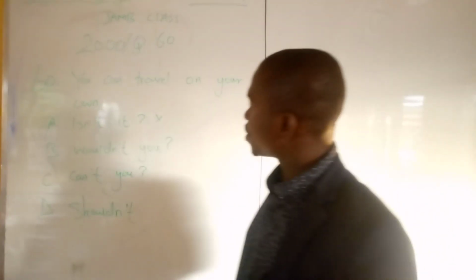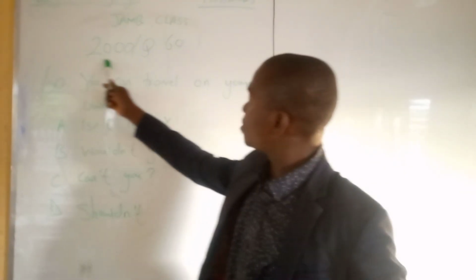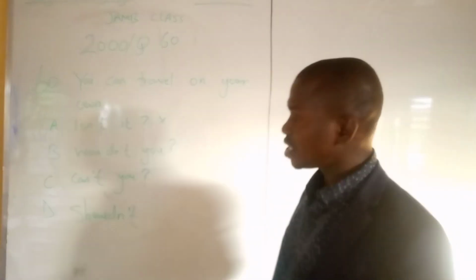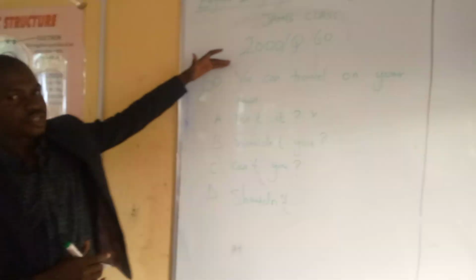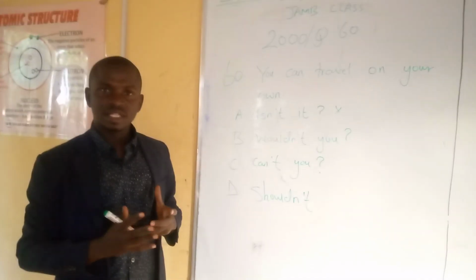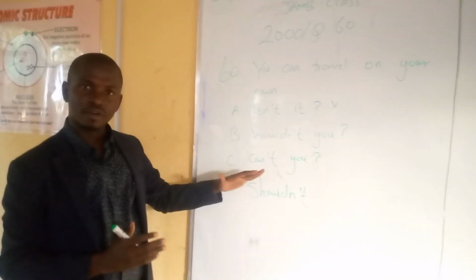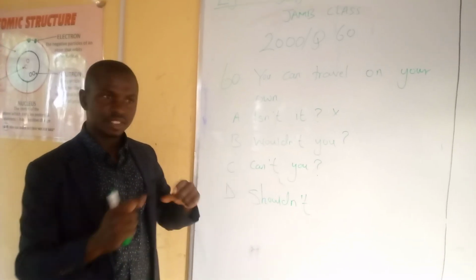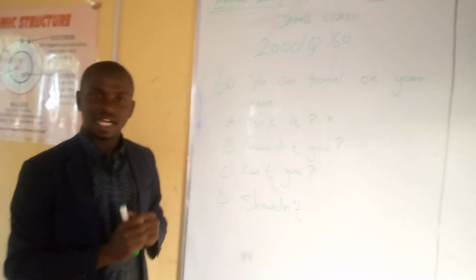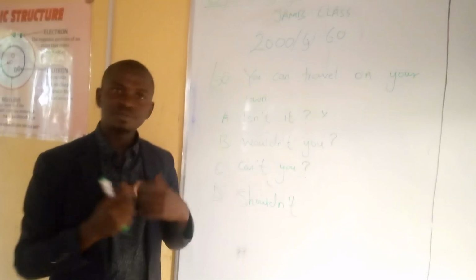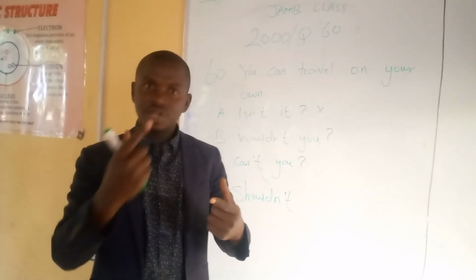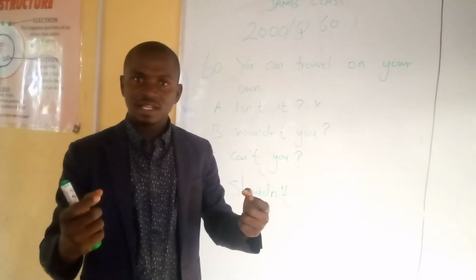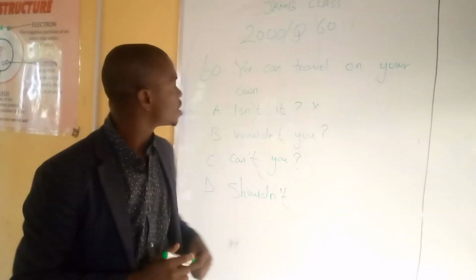Today we are answering question number 60, JAMB year 2000. The question is in form of statement. Then the options are in form of questions. This is called question tag. Question tag simply means the ability to respond through questions correctly in English language.